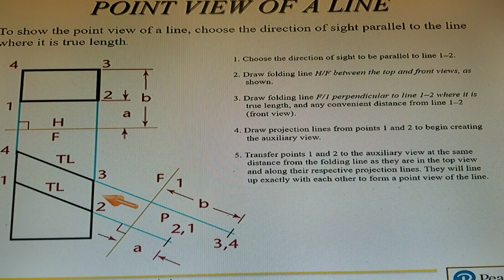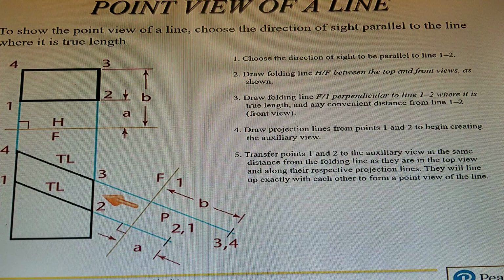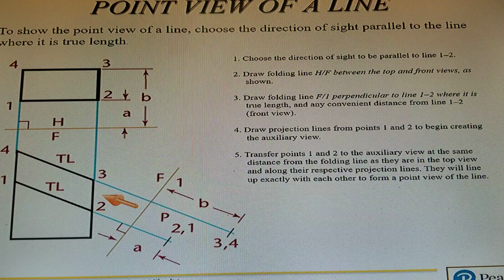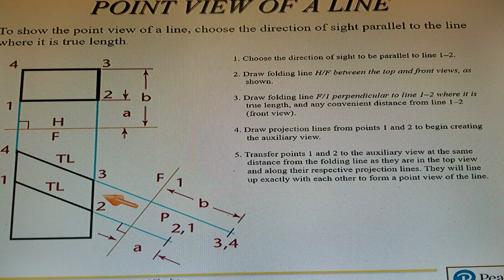Point view of a line. Excuse me. To show the point view of a line, choose the direction of sight parallel to the line where it is true length. Okay. Again, this is another one of those confusing things. We're not going to spend a whole lot of time on it, but we'll go through it real quickly. Choose the direction of sight to be parallel to line 1, 2. Okay. Draw folding line HF between the top and front views as shown. So there, between the front view and the top view, there's line HF.